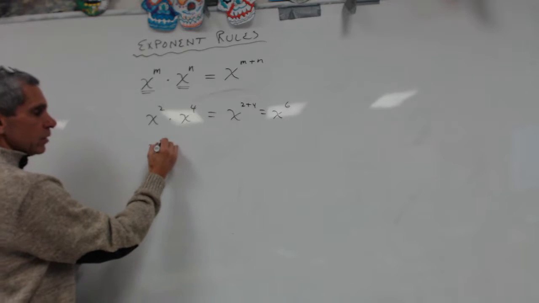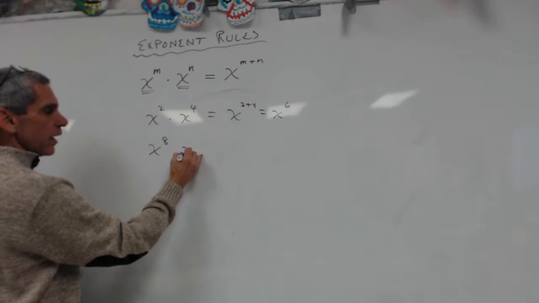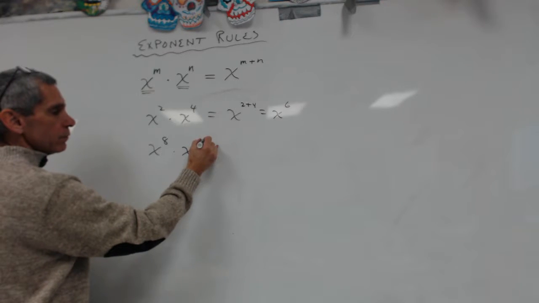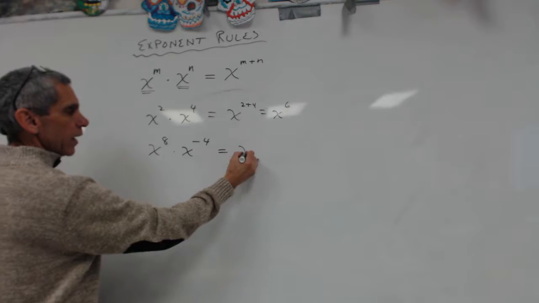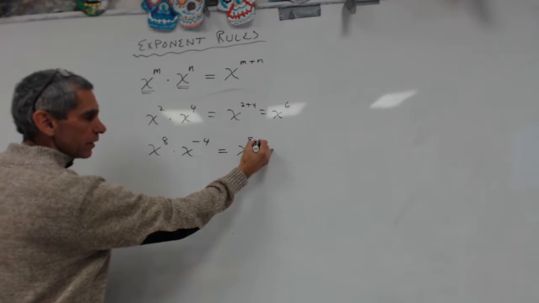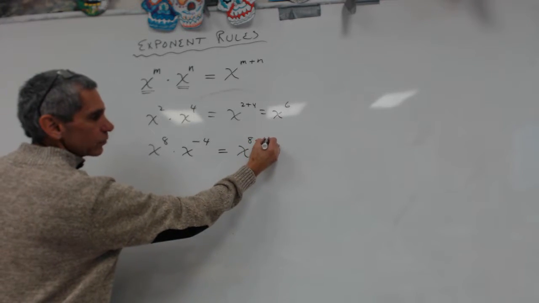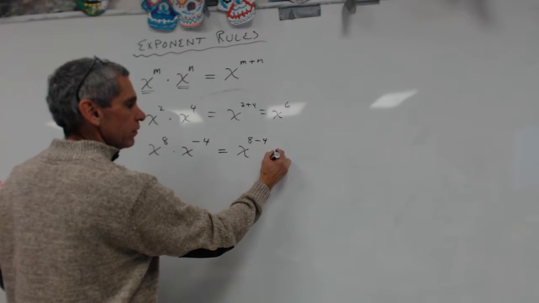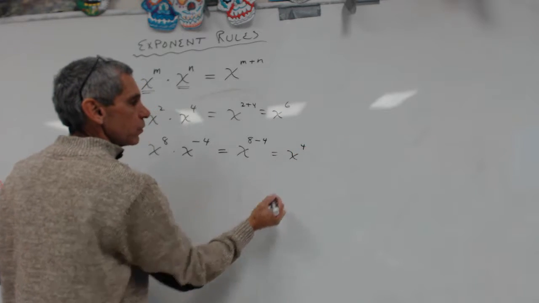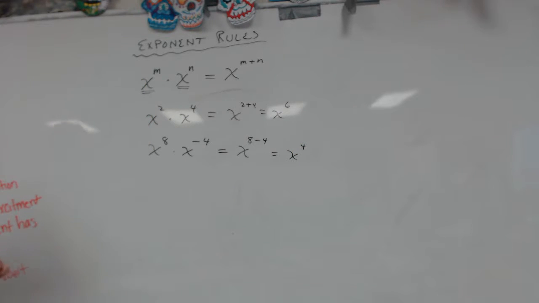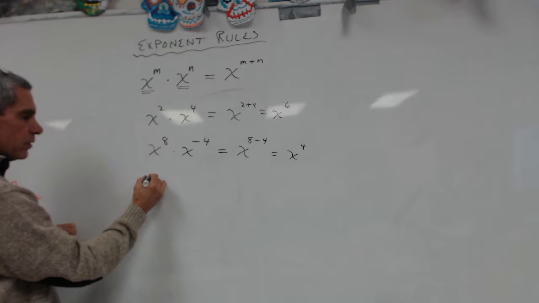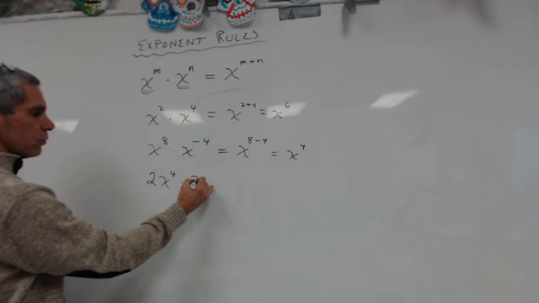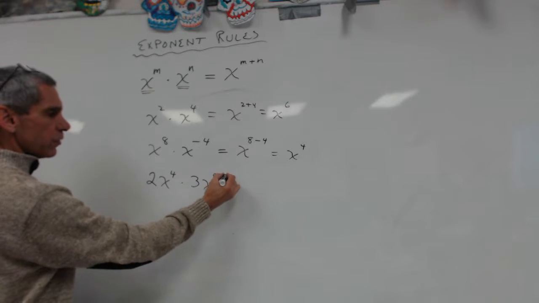All right. Another one. X to the 8th times x to the negative 4 is equal to x to the 8 plus a negative 4, or 8 minus 4, right? You just have an 8 and a minus 4, so that gives you x to the positive 4. Okay? What if I put coefficients in front of them? If I say 2x to the 4th times 3x to the 5th.